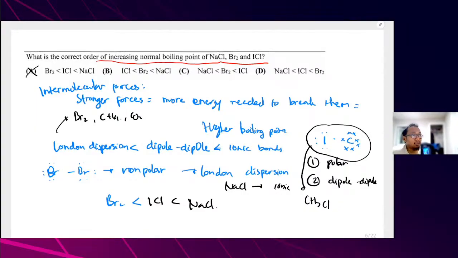All right, and then the last one is ionic. For ionic, I'm pretty sure you understand. Metal and non-metal, or positive and negative ions. Just remember two concepts.